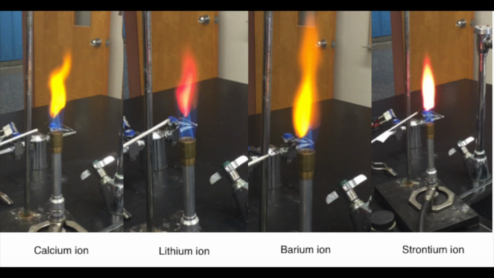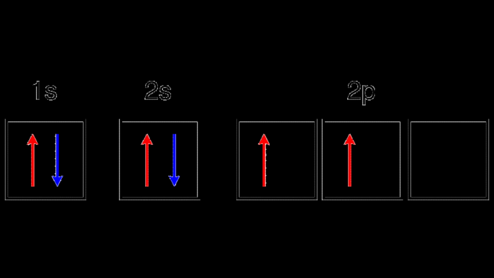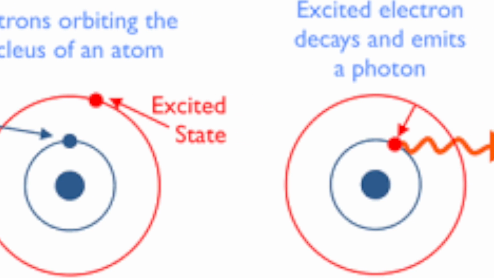This is caused by the electrons in each of the different elements, which jump from an excited state to a ground state. Here is the electron configuration of an element in the excited state. The second orbital only contains 1 electron, but in the ground state, you can see that the second orbital contains 2 electrons, where the third orbital only contains 2 now. So the electron jumped from a higher energy state to a lower energy state.